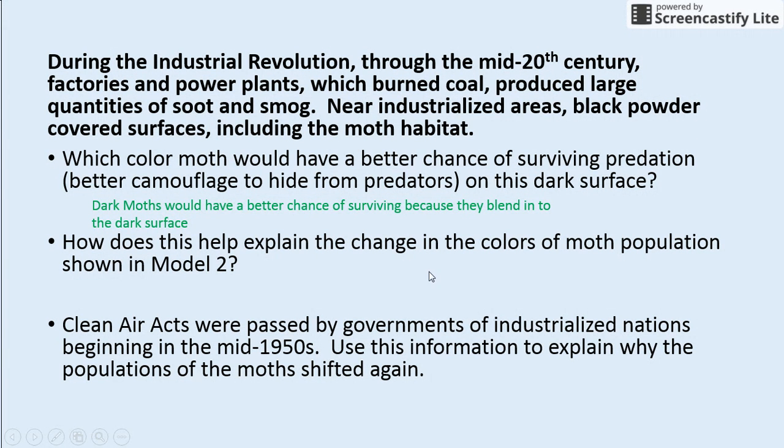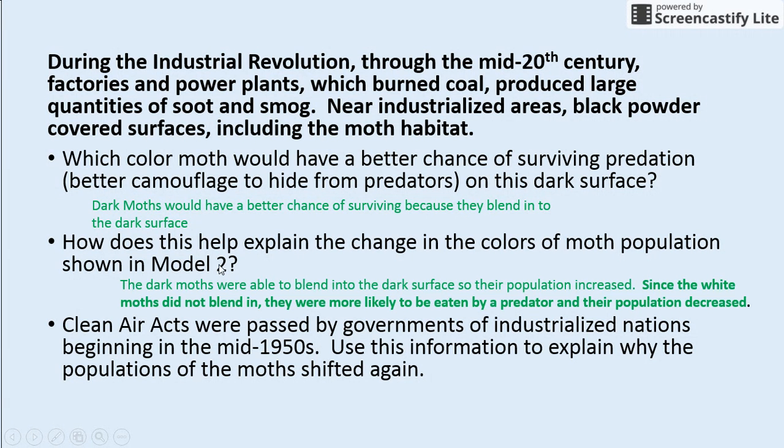How does this help explain the change in the colors of moth population shown in Model 2? Well, if the dark moths were able to blend into the dark surface, their population increased. Since the white moths did not blend in, they were more likely to be eaten by a predator and their population decreased.